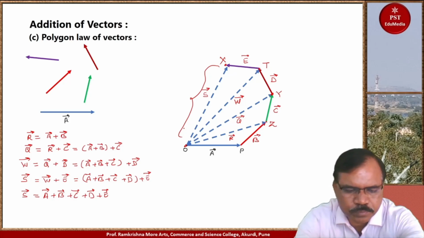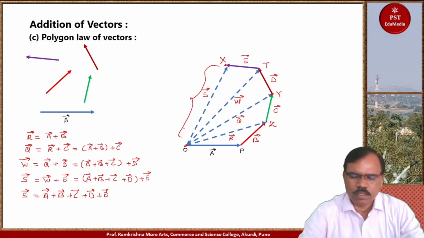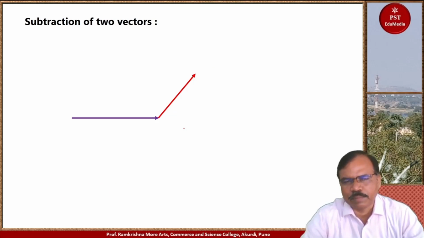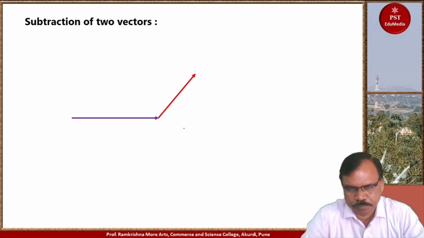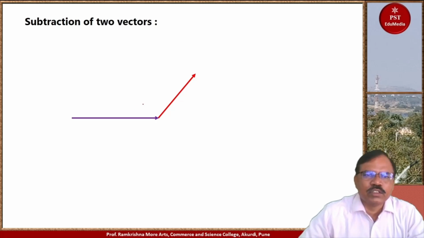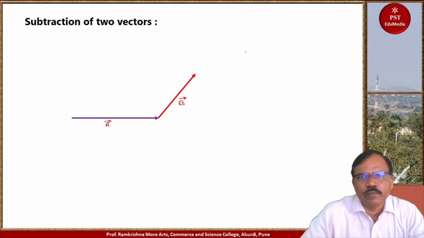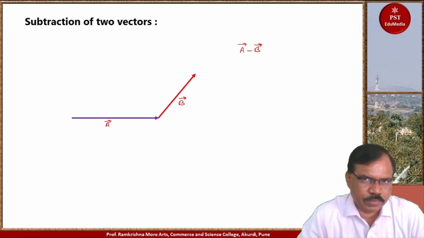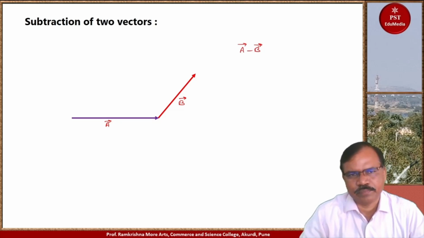Now we will go to subtraction of vectors. We have seen addition of vectors. So suppose we have here vector A and vector B, and we have to take A minus B. How can we take it? Means subtraction of two vectors.